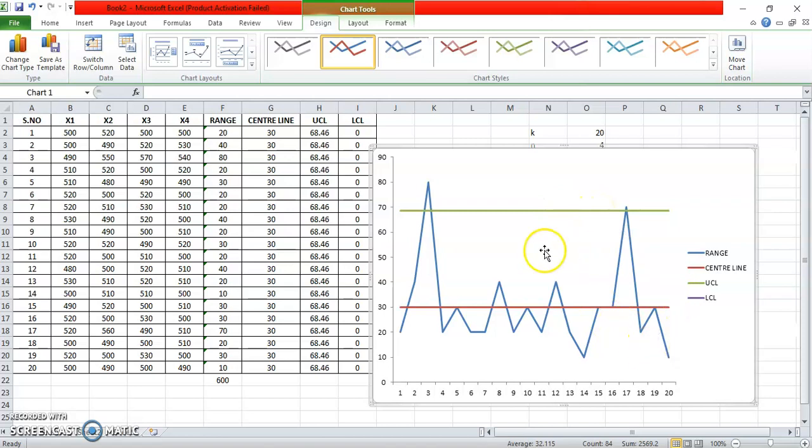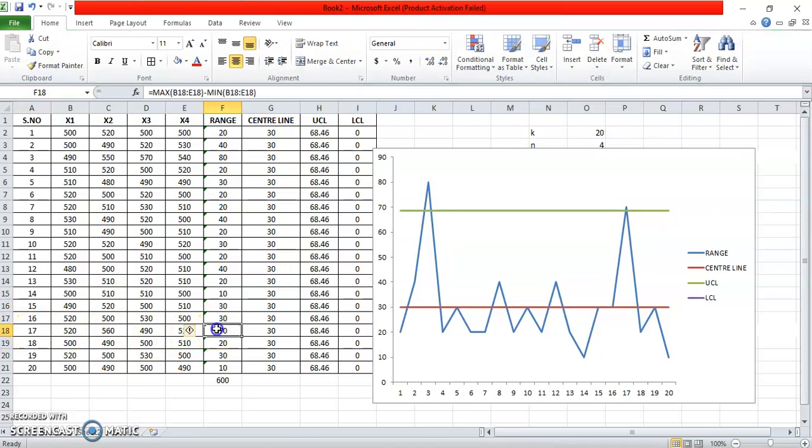A very interesting thing you can see here is happening because of the values we obtained. For point number 3, we have got an out of control value. Why? Because your upper control limit is 68.46, but for point 3 the range is 80, so it's exceeding 68.46. The other one is point 17, where the value is 70, whereas the upper control limit we calculated is 68.46.